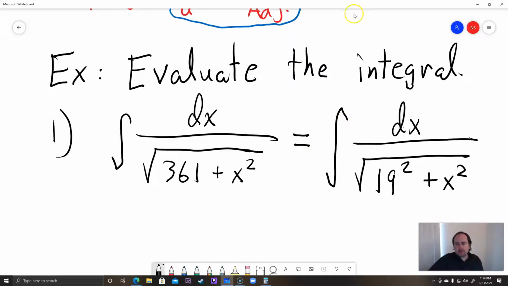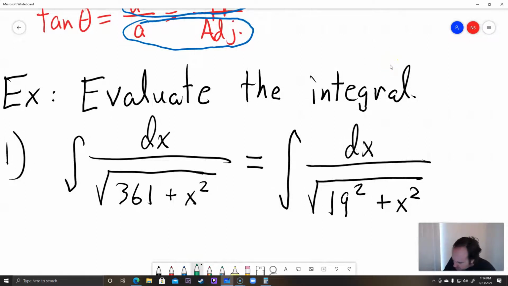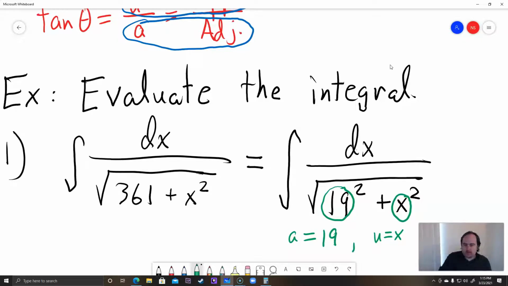Then we go back up to our formulas, and as I was saying, it's obviously this first one. So the substitution we're going to make is u equals a tangent of theta. But here our u, let me circle our u in green. Our u is the variable, so u is the variable here. But in this problem we can see that u is actually x. So here u is going to equal x, and then a is whatever number you had over here. So here a is going to equal 19. So a equals 19 and u equals x.